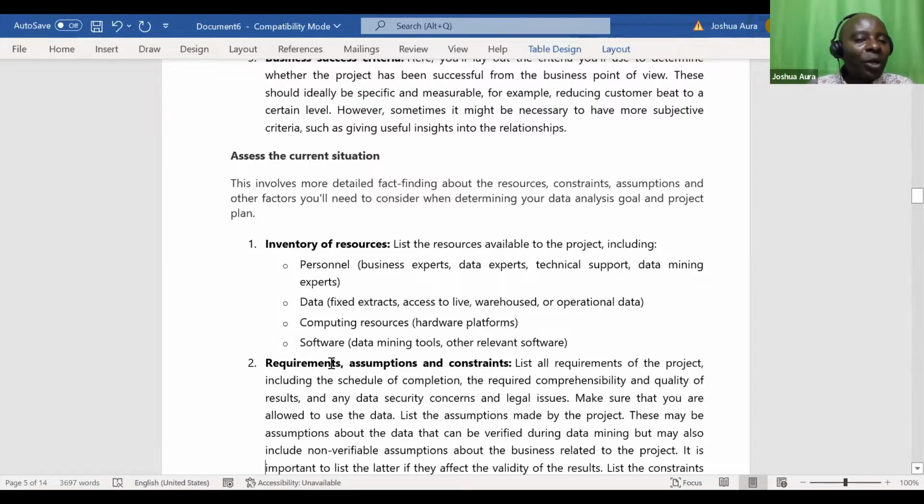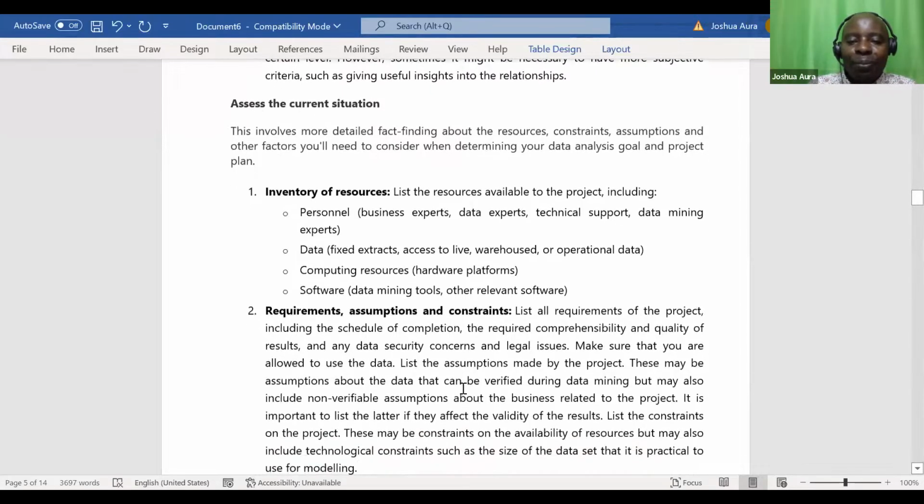What assumptions are we going to make? What are the major constraints here? List all the requirements of the project, including the schedule of completion, the required comprehensibility and the quality of the results, and any data security concerns and legal issues. Make sure that you are allowed to use the data, because you may extract data that you can't use outside there. List the assumptions made by the project.